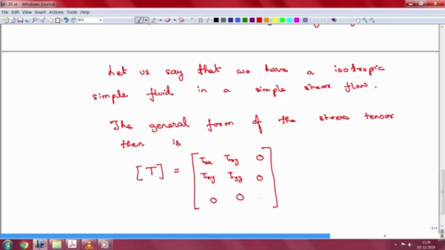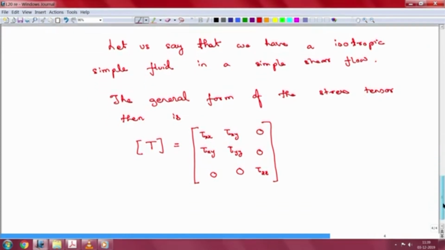You cannot put a 0 here, by the way, because even though the flow is 2-dimensional, you still have a pressure term that will contribute to a normal stress. So this is the most generic form of the stress tensor for a simple shear case.